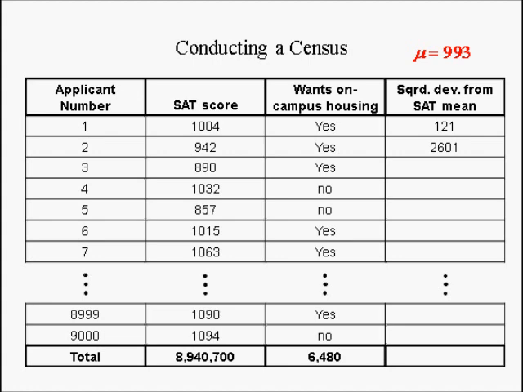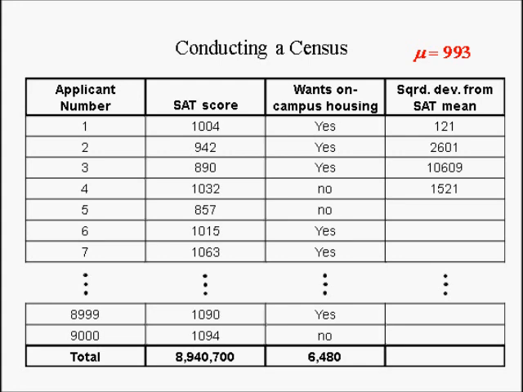2,601. The third squared deviation from the population mean is found by squaring the difference between 890 and the mean 993, which is equal to 10,609. The fourth squared deviation from the population mean is found by squaring the difference between 1,032 and 993, which is equal to 1,521.